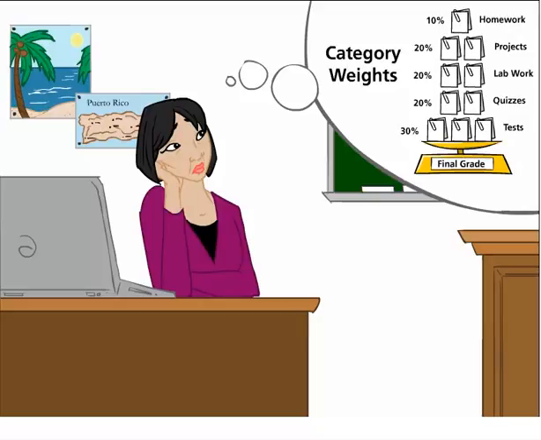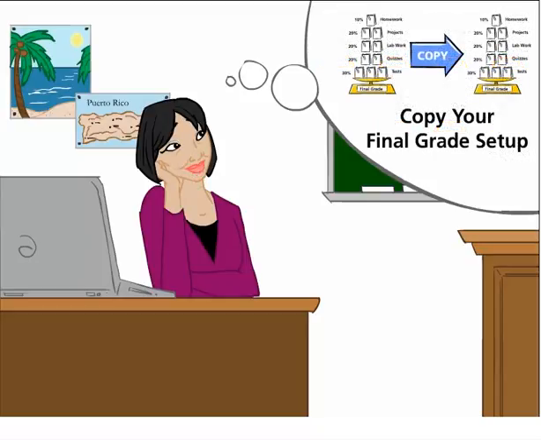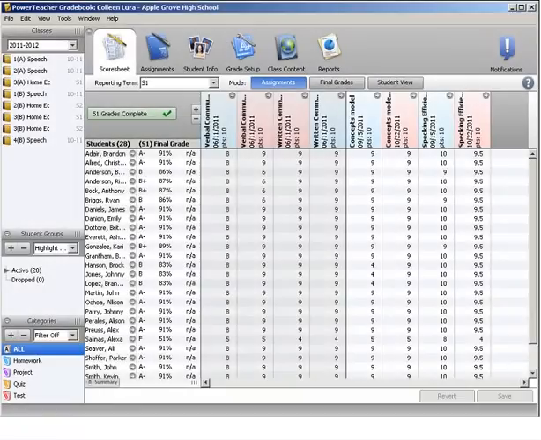Last year, you had to set up final grade calculations manually for all 8 of your classes before you went on vacation and you almost missed your flight. This year, you don't need to worry because you can copy your Semester 1 final grade setup to your Semester 2 classes. Let's begin by copying your first semester final grade setup for your speech class to the second semester.